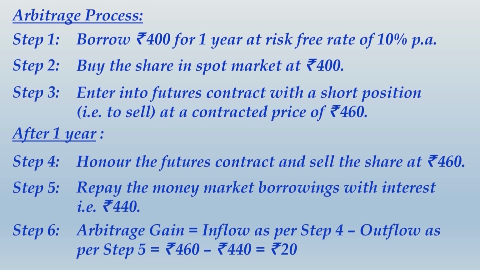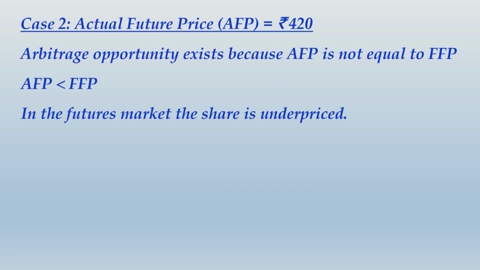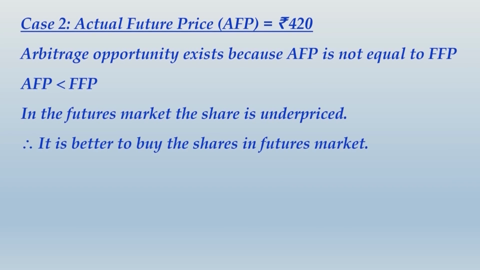Alright friends, moving ahead to the next scenario, the next case, when actual futures price is given as rupees 420. What we find in this case is, again an arbitrage opportunity exists because actual futures price is still not matching with the fair futures price. This time we find that AFP is less than FFP. Because actual price is less than the fair futures price, we identify that the stock is underpriced in the futures market. Something which is underpriced, obviously you would want to buy. Therefore, it is better to buy the stock in the futures market.